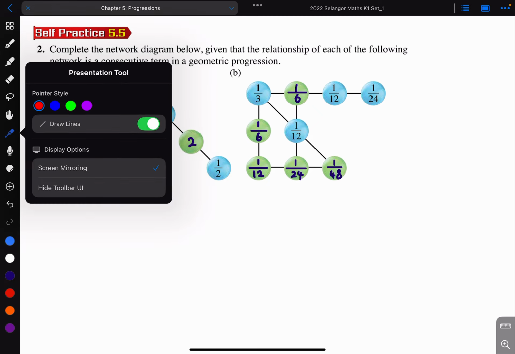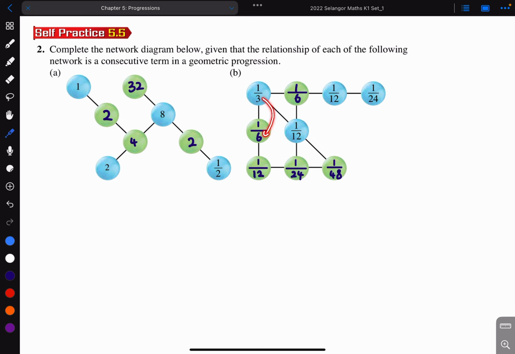Okay. So this is how you guess lah. 3 times 2, this one times 2, and then you can just check if it makes sense now. That's it. Done.